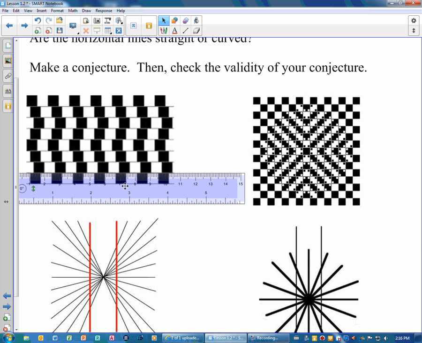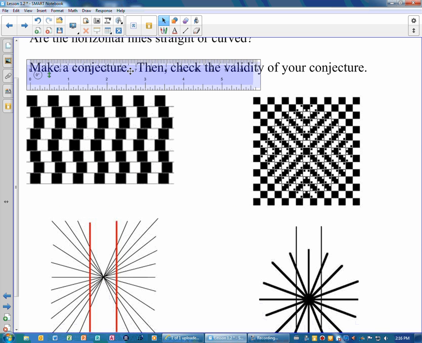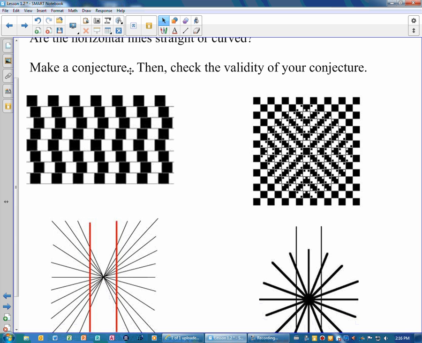So once you check the validity of your conjecture, if you changed your mind and thought, I first thought that they weren't straight, but now I know that they are, you can change your conjecture to something like it's an optical illusion, but the lines are straight. You can say anything like that. But once you've shown that your conjecture isn't true, you need to revise it.